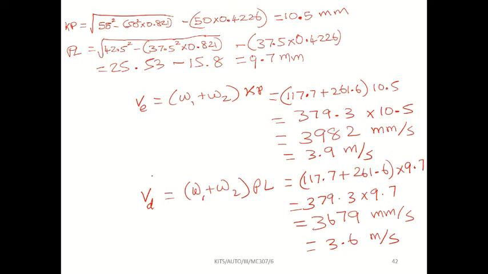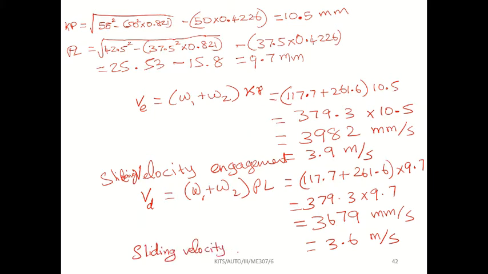This is the sliding velocity at the engagement, and this is the sliding velocity at the disengagement. So these are the answers. Okay, in the next class we will solve one more problem.